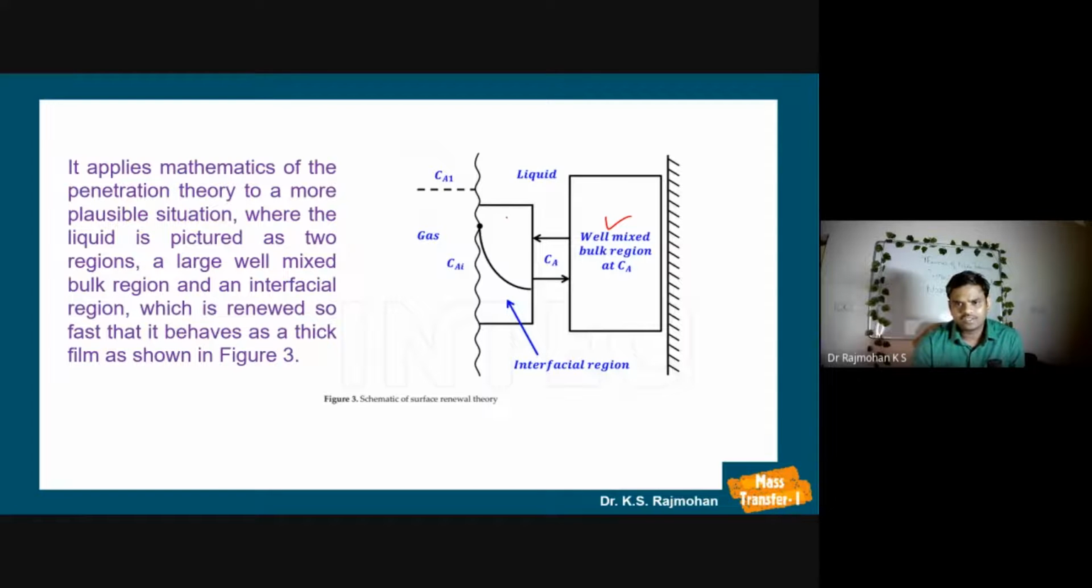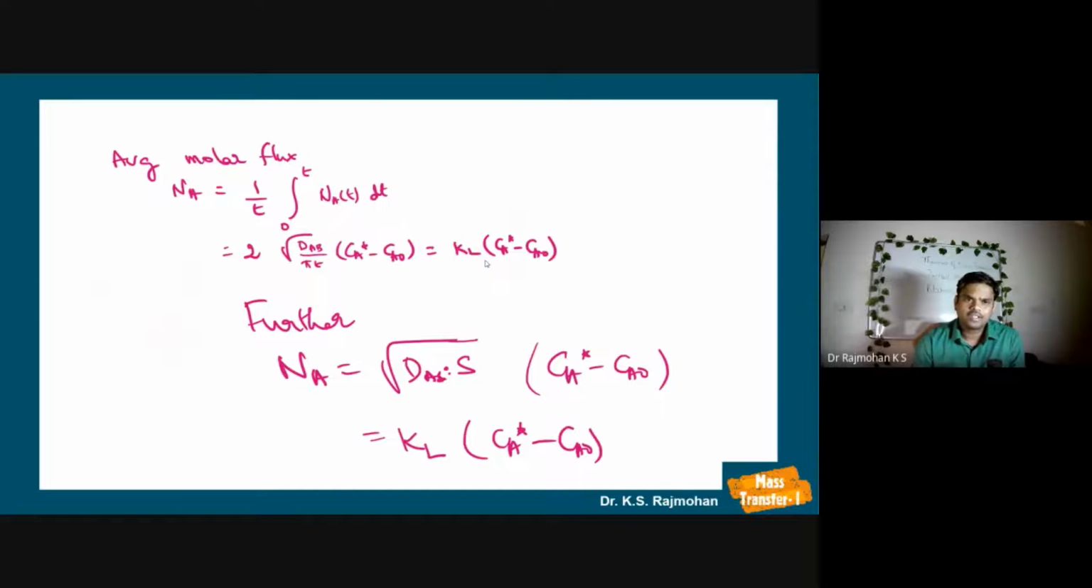We are considering a liquid, where the concentration change is taking place. At the interface, we can use this mathematical model, and we have the expression for this. Average molar flux is a further extension of what we have seen in the previous theory, penetration theory. So the flux equation can be modified and extended to write this expression. Here KL is replaced: KL is the square root of DAB into S. S is the model parameter, which is called surface renewal rate.